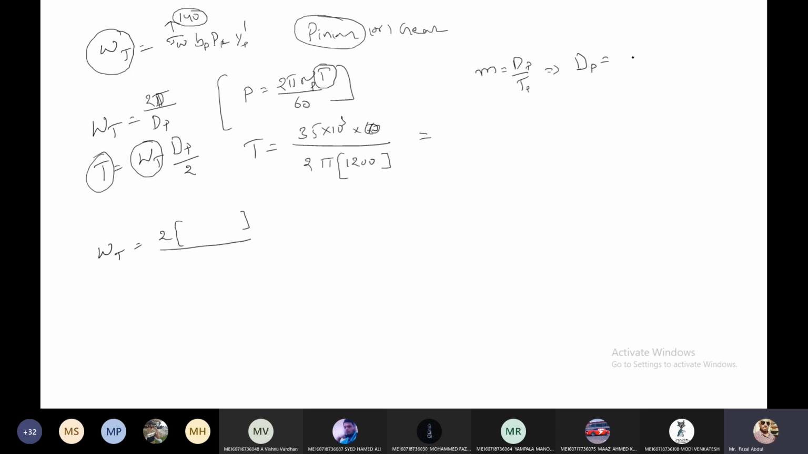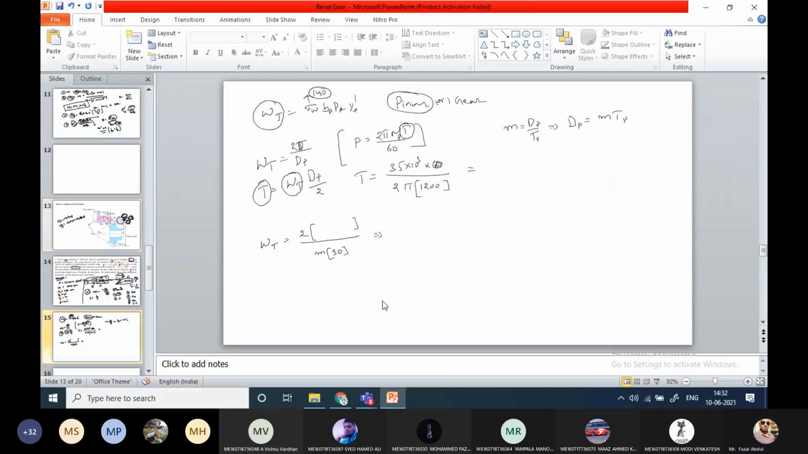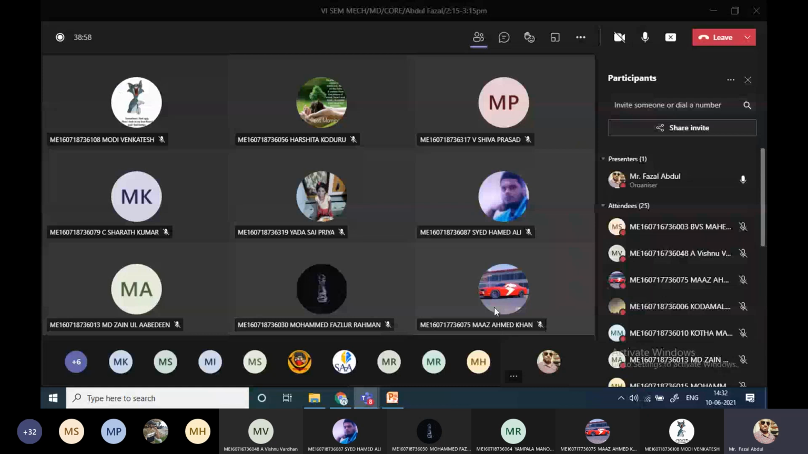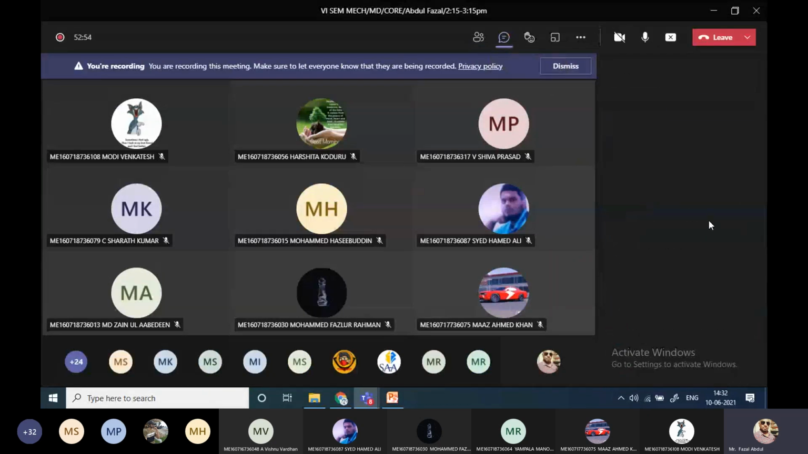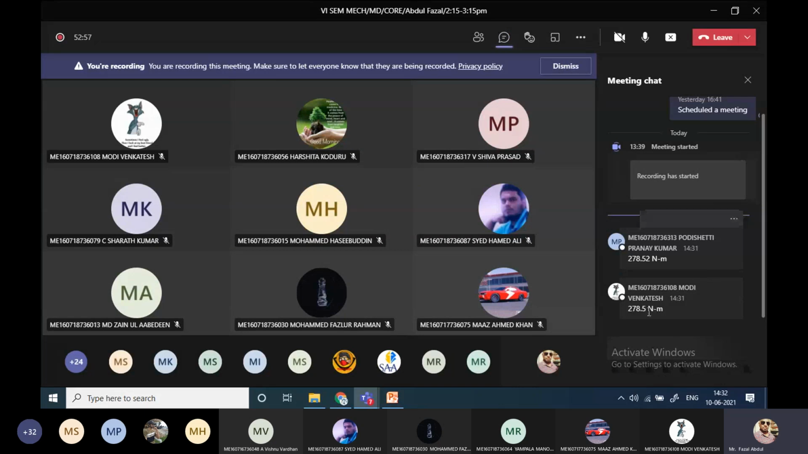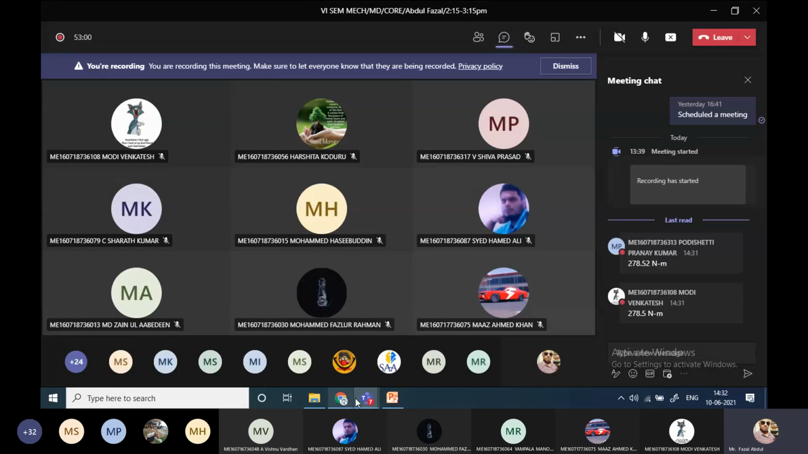Do it fast, Babu. How much torque is acting on the gear element? I am waiting for your answer. Do it fast. Are you doing it, Babu? Very good. 278.5.